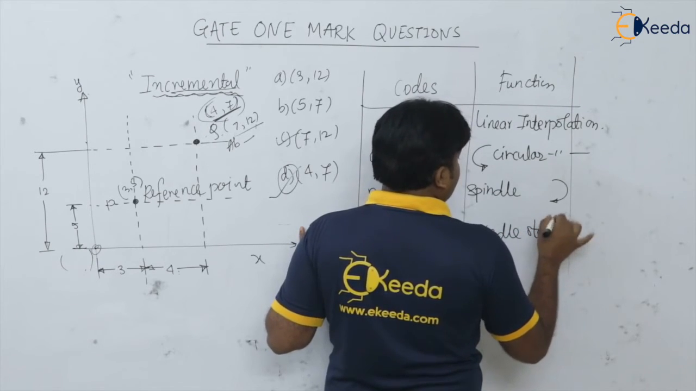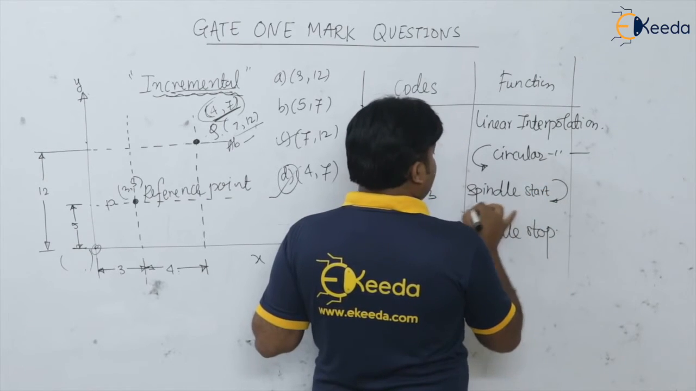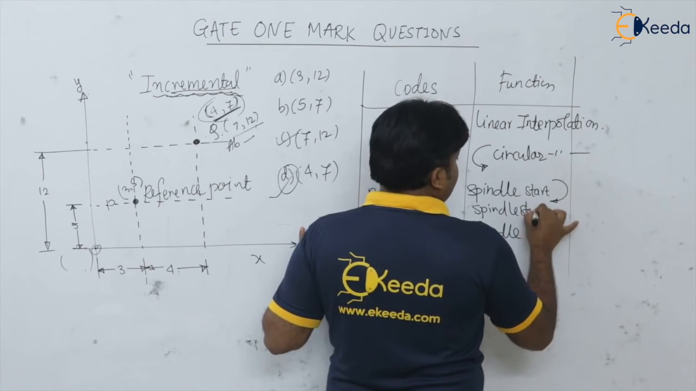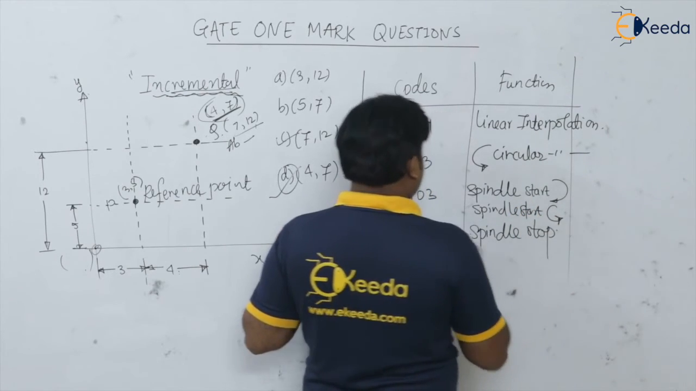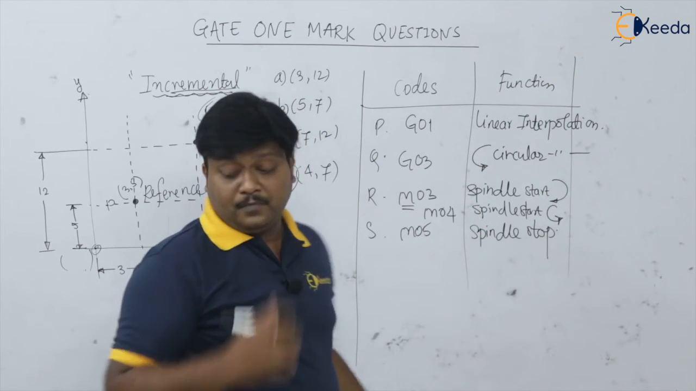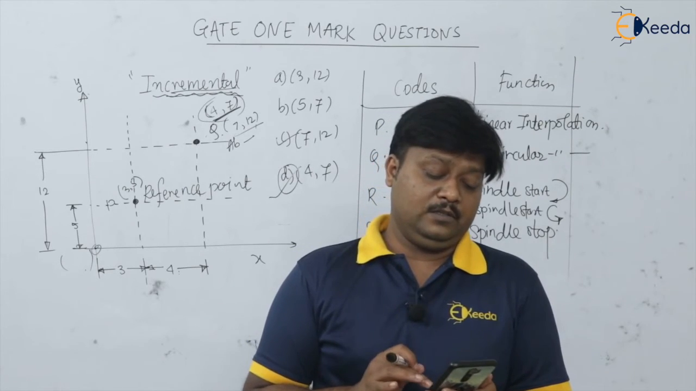स्पिंडल स्टॉप. ये स्पिंडल स्टार्ट है क्लॉकवाइज डायरेक्शन में. M04 क्या होता है? स्पिंडल स्टार्ट rotating in anti-clockwise direction. This is for M04. We know this. So this question also gets over.